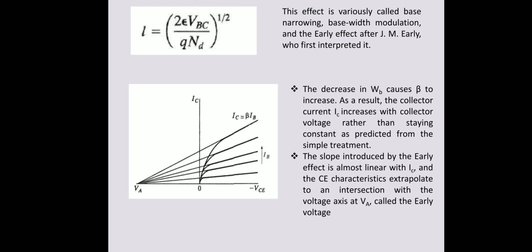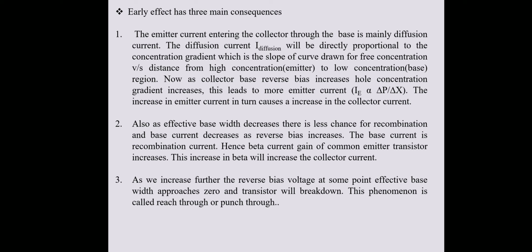We can see that the slope introduced by this early effect is almost linear with IC, and the common emitter characteristics extrapolate to an intersection with the voltage axis at VA, and that voltage is called the early voltage. And so this is called base narrowing or base width effect. So next we can see what are the main consequences of this base width effect.